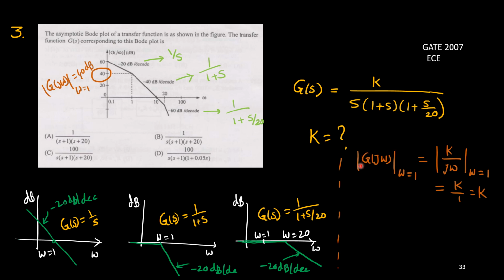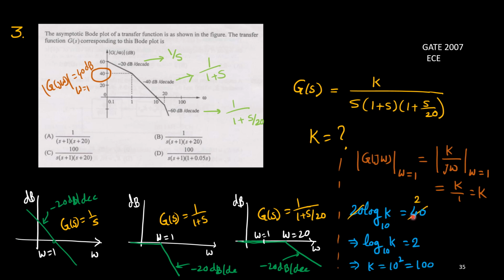So what is the magnitude of G(j omega) at omega equal to 1? That is provided: at omega equal to 1, its value is plus 40 dB. So here I replace s by j omega, and I consider that only K and s will contribute; I'll ignore the other two. So its magnitude is K upon omega, and at omega equal to 1 it is K upon 1, which is K. This magnitude is given in dB scale, meaning 20 log base 10 of the gain. Thus 20 log base 10 of K is given as 40 dB. Now we need to solve this to find K.